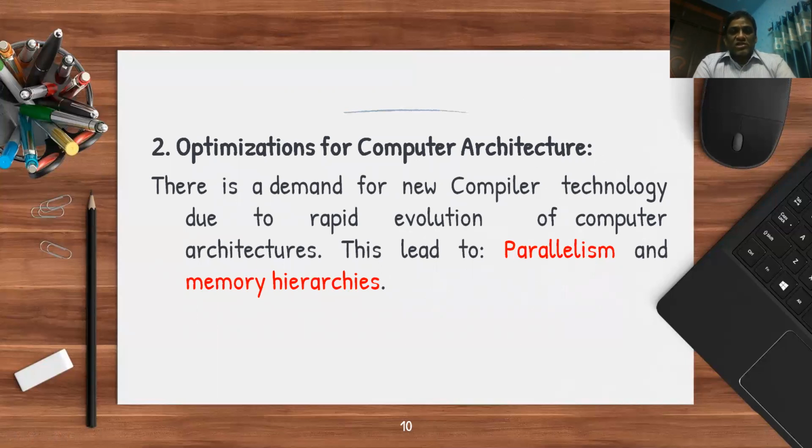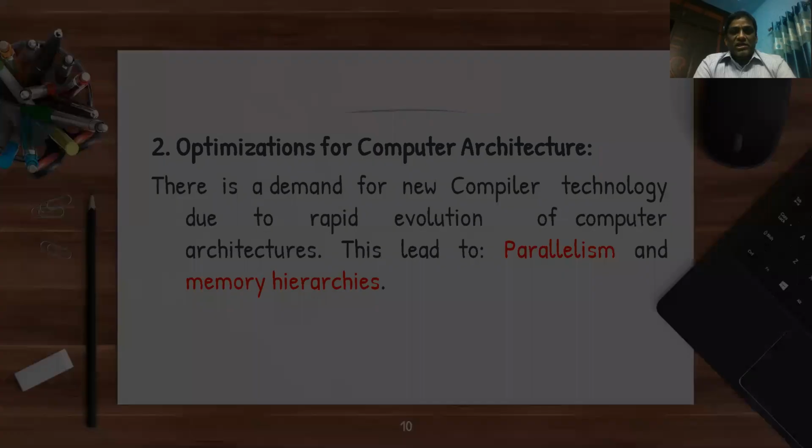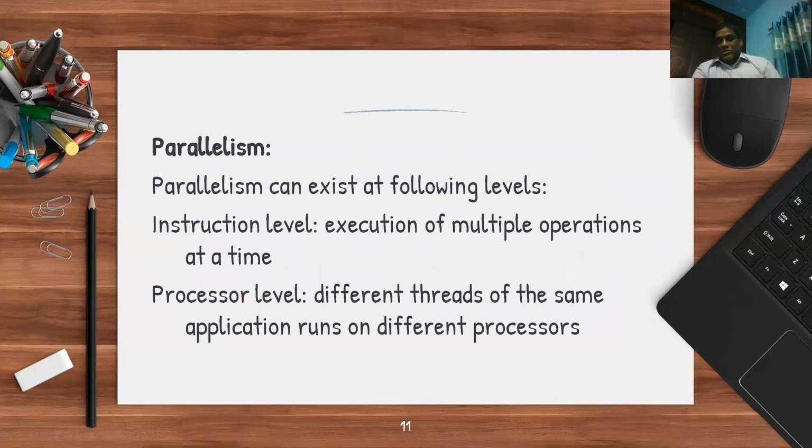So what is meant by parallelism and memory hierarchies? Parallelism is actually executing more than one instruction at a time. That is what parallelism is. It can be implemented at two levels. One is instruction level and the other one is processor level. Most of the computers implement this parallelism.